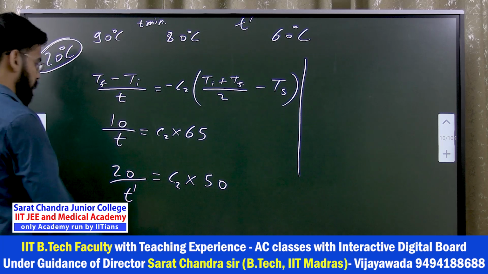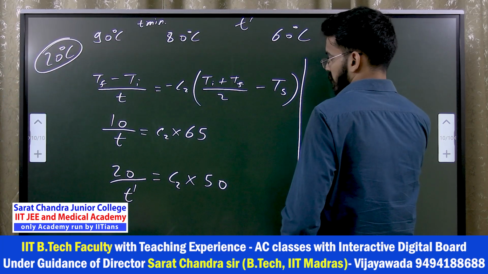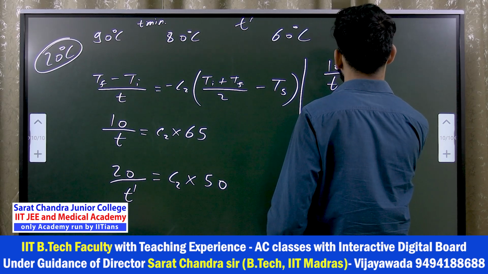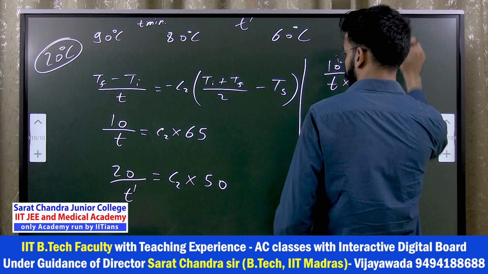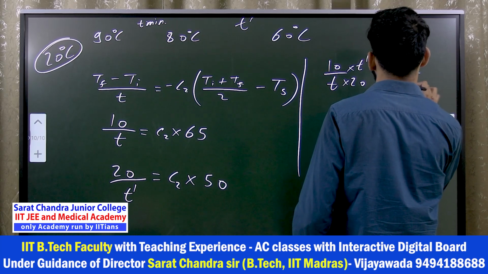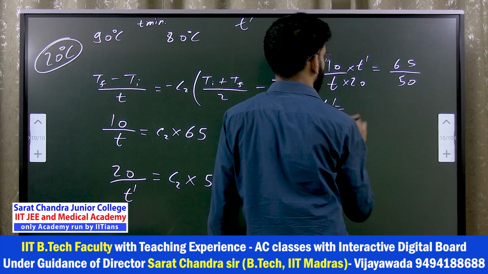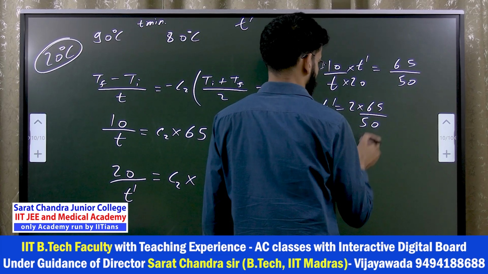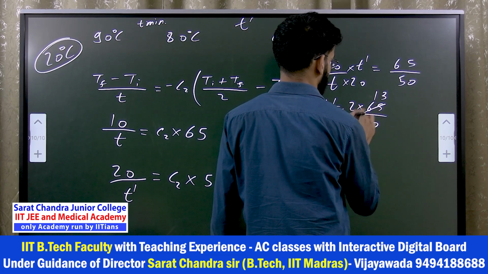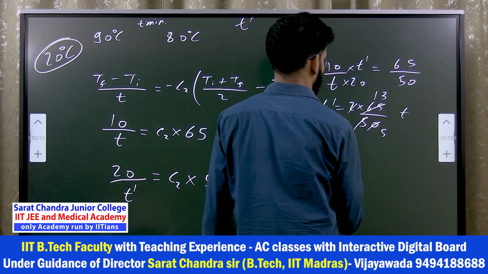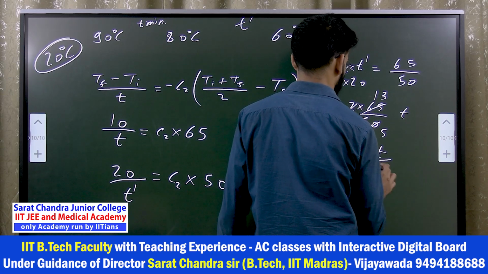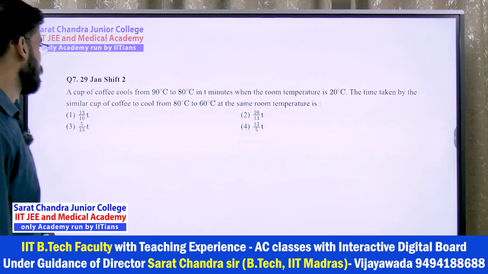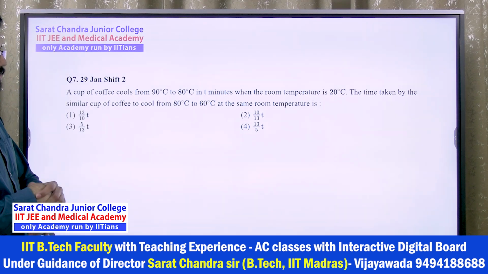So from here, if you divide both of them, what do you get? 10 by T multiplied by T dash over 20 is equal to, on this side, 65 by 50. This is what you get. So T dash is equal to 2 into 65 by 50. Here 5, this is 13, and this is 5 into T. T dash is basically 13 T by 5. This is the fourth option. So your seventh question answer is the fourth option, 13 T by 5.